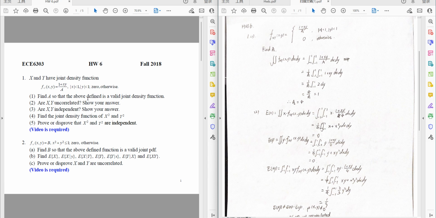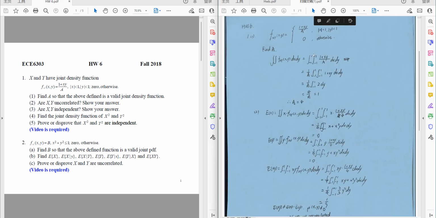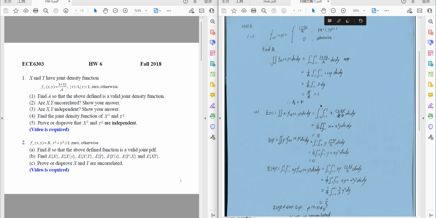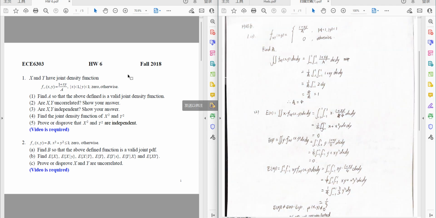We just use the basic probability property, which is that the integral of the density function must be 1. This integral of the joint density function must be 1, so we can calculate a, and the result is 4, right? So now we have the total joint density function.